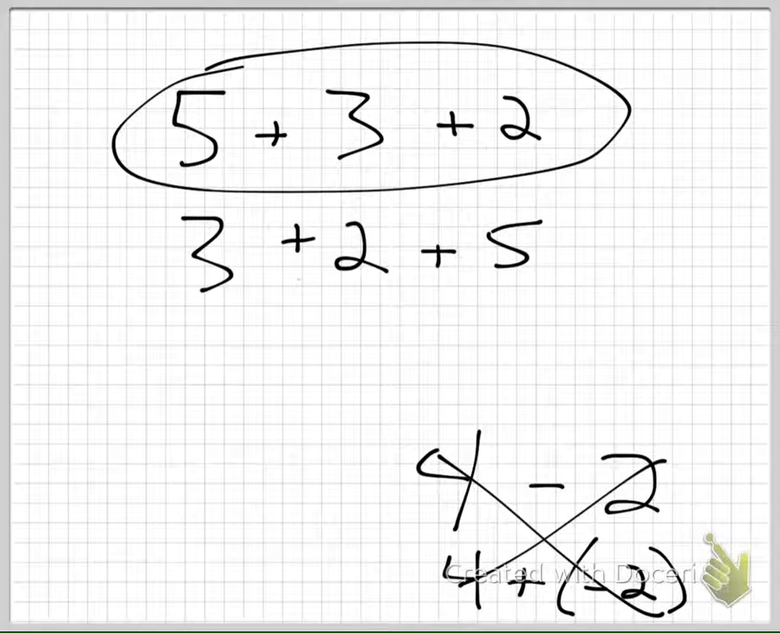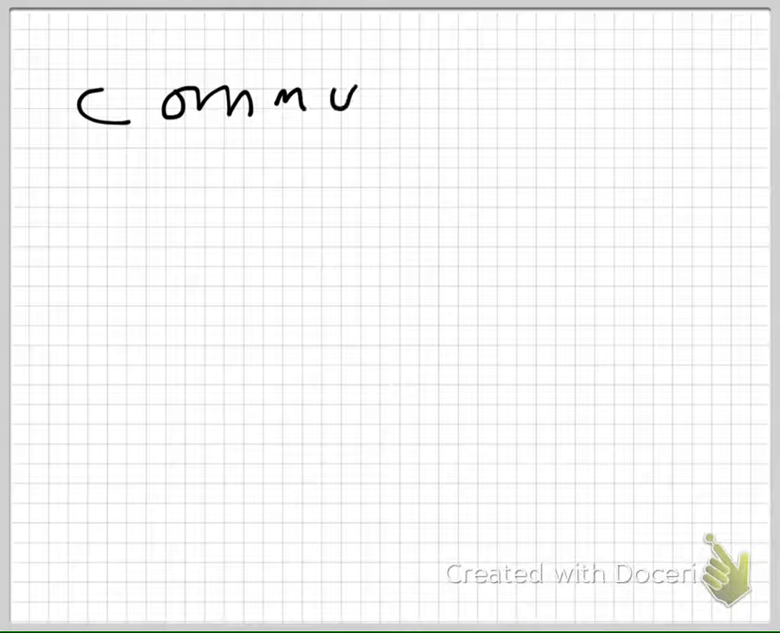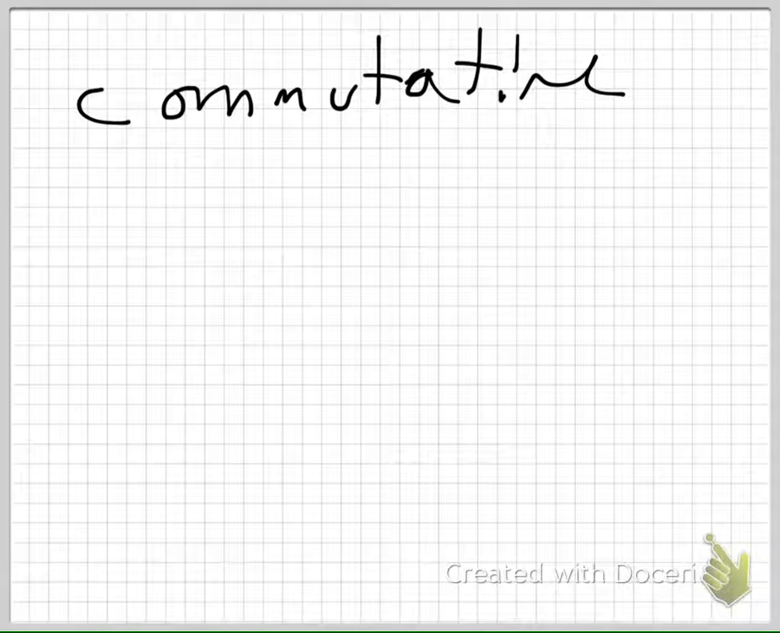That is called the commutative property of addition. What does the word commute mean? To travel or move. I commuted to work today. I moved from my house to my work today. That's what commute means. So the commutative property means you're allowed to move the numbers around and the answer doesn't change. Does that make sense? Okay. That's the commutative property of addition.